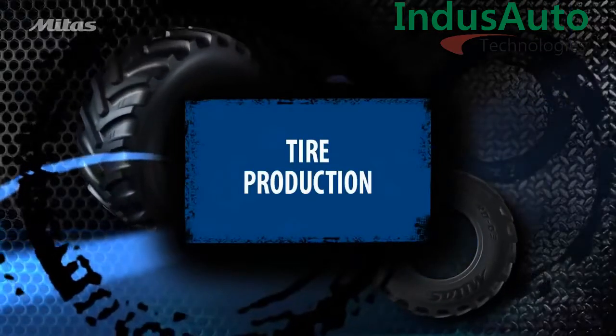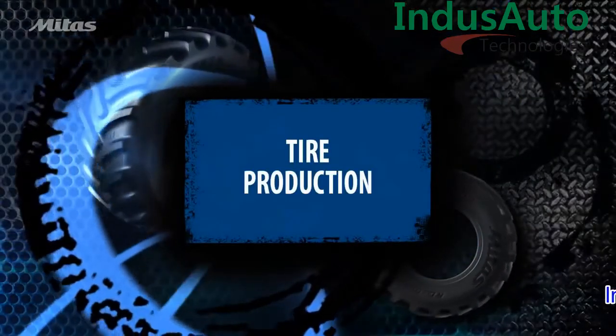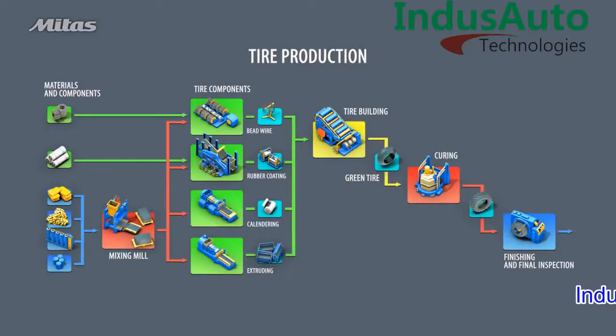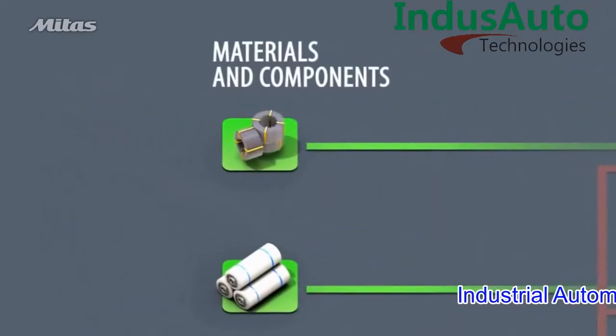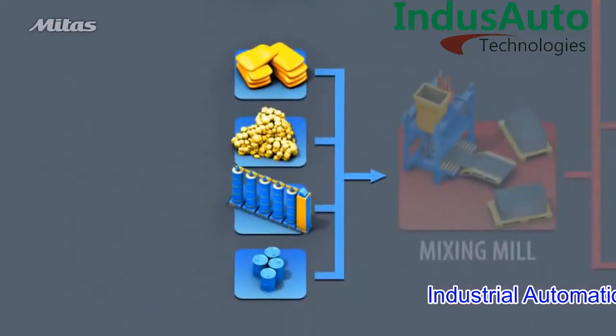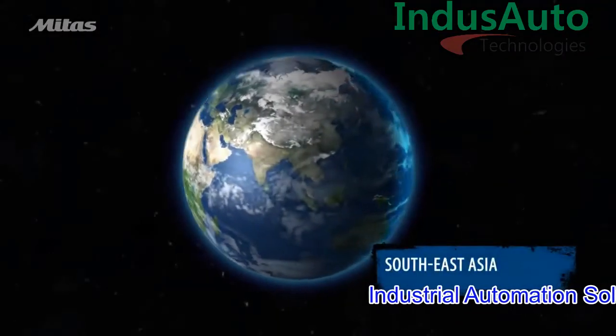This section explains how tires are produced. These are the main stages of tire production. The basic components in tires are steel wires and cord, natural and synthetic rubber, various chemicals, and carbon black. The dominant component in tires is rubber.